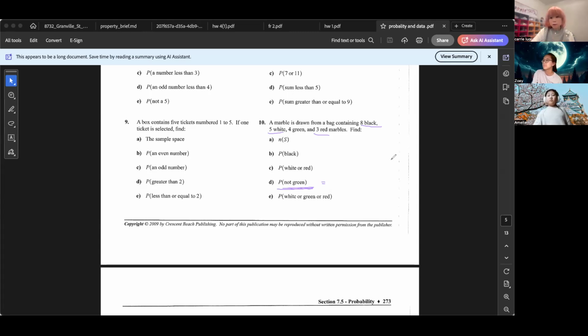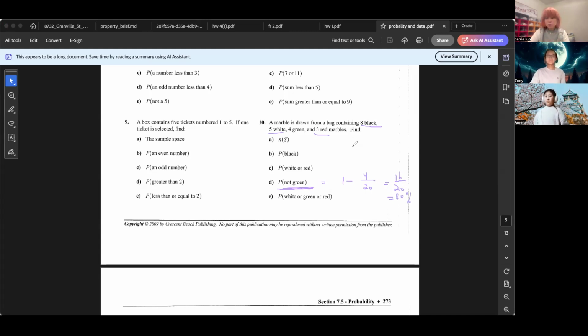So you think about it, how about we calculate the probability of getting green and using 1 minus that? We're getting the 1, not green. Get it? So the probability of getting green is 4 out of 20. So the not green is 16 out of 20, which is 80%, 4 over 5. Get it, Zoe?